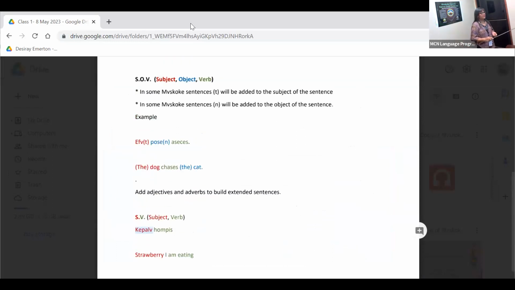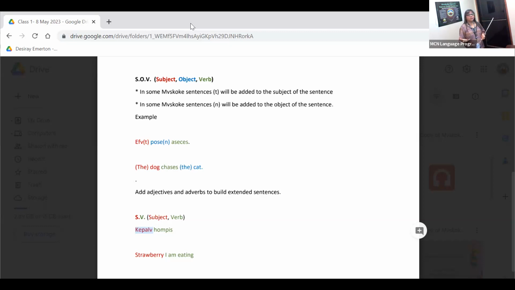Kibala home base. Strawberry I am eating. And flip it around for English: I am eating strawberry. And in Mvskoke, you don't add an S to make it strawberries or an S to anything. If you're eating a strawberry, you say hamgen, 1 strawberry, and hokol, 2 strawberry. So you know that there's more than 1 strawberry that you're eating.